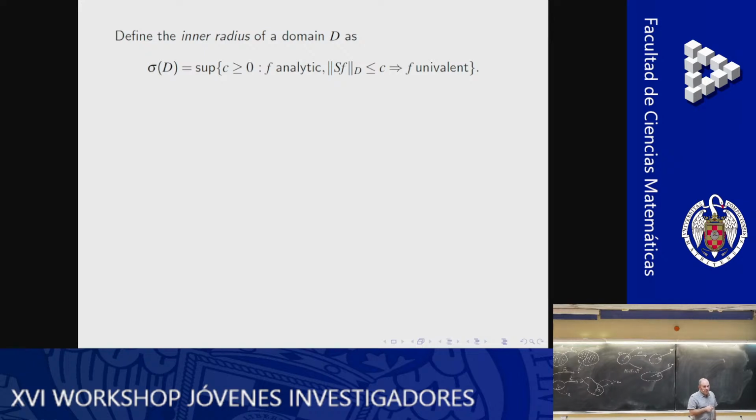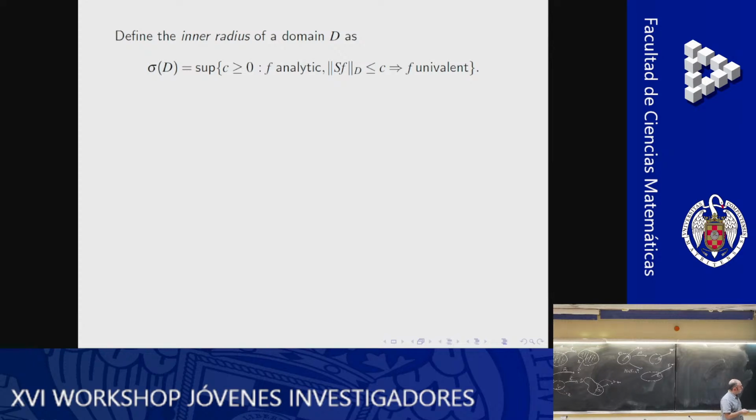It's traditionally called the inner radius of univalence for a domain D. It's the best constant such that a bound on the Schwarzian by this constant implies the univalence of an analytic function. Okay? The best is equivalent to the biggest, right? The biggest constant that can do that.